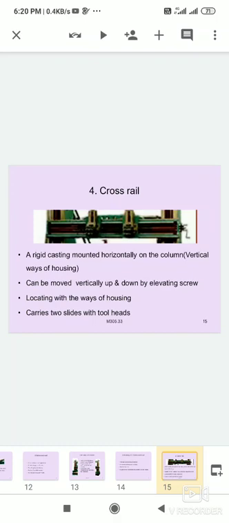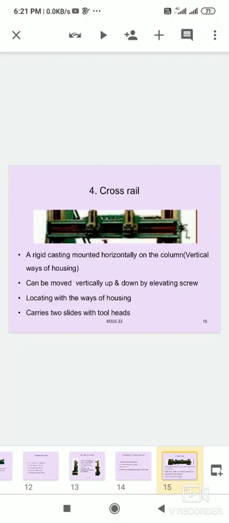Cross rail is a rigid material. It is a rigid casting mounted horizontally on the vertical columns. Vertical ways of housing can be moved vertically up and down by an elevating screw along the entire length of it, because it can be adjusted easily by an elevating screw depending on the workpiece sizes.